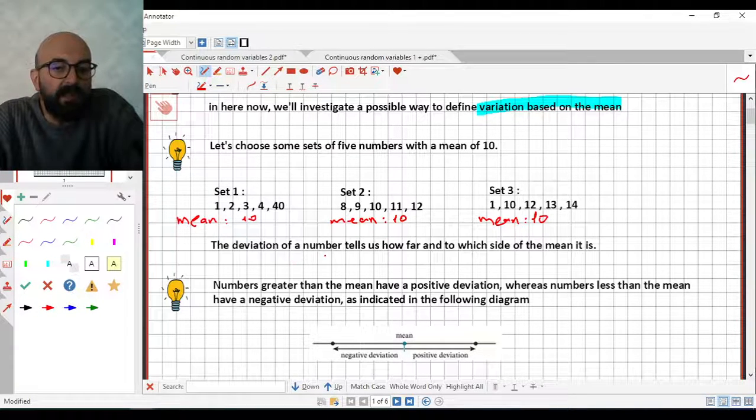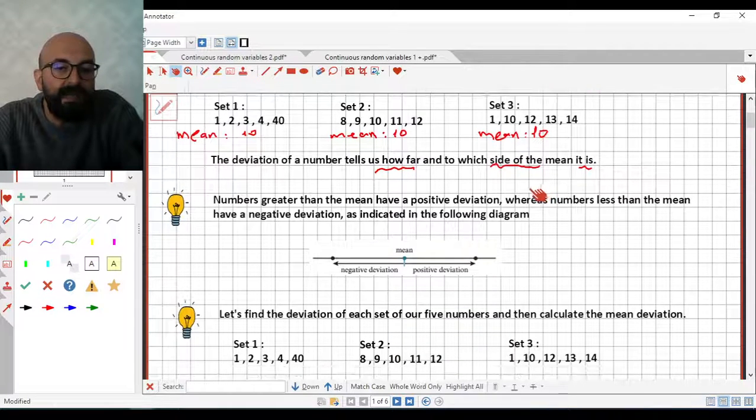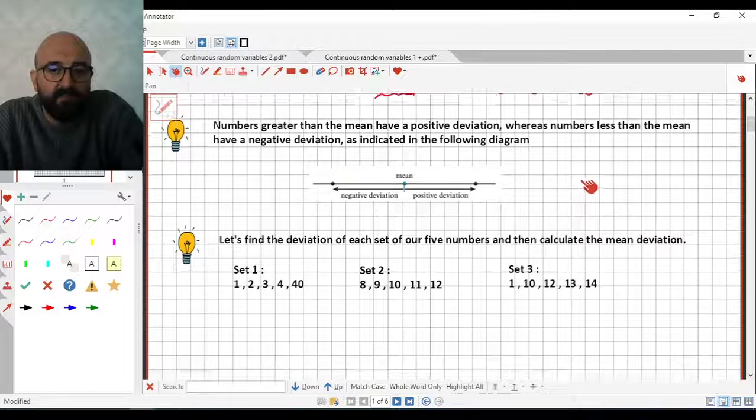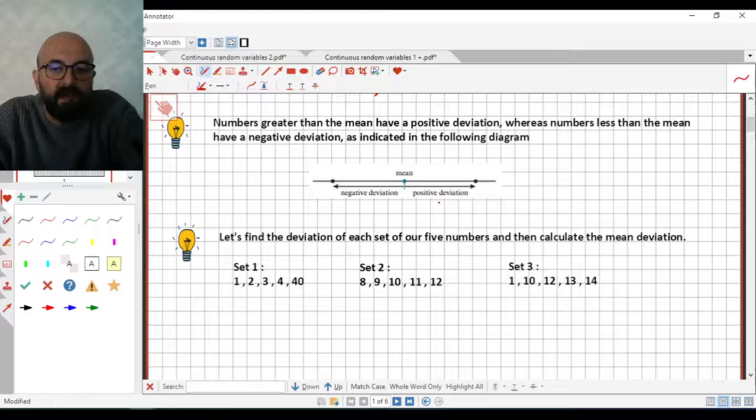The deviation of a number tells us how far and to which side of the mean it is. Numbers greater than the mean have a positive deviation, whereas numbers less than the mean have a negative deviation, as indicated in the following diagram. If your data is on the right side of the mean, your deviation is positive, and if your data is on the left side of the mean, your deviation is negative.